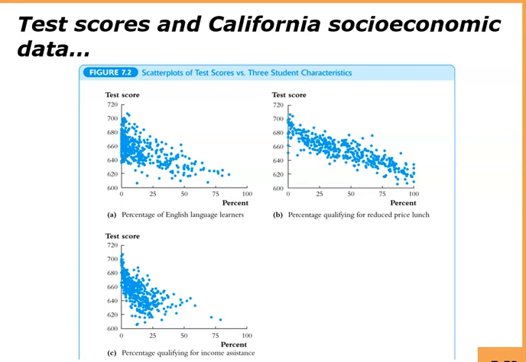So this is a simple scatter plot which shows the correlation between test scores and the different regressors, meaning the percentage of English language learners, the percentage of students with the school lunch program, and the percentage of students which qualify for income assistance. And all of them show a negative relationship between the regressor and the test scores, which makes sense.